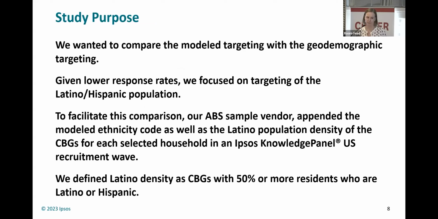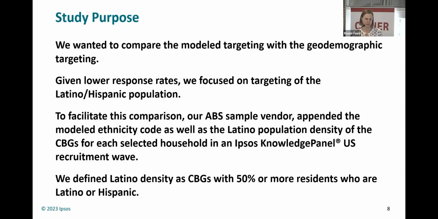So we wanted to compare both of these targeting methodologies, the modeled and the geodemographic. And so we focused here on the Latino Hispanic population. It's a subset of the population that's of particular interest to us, and we want to make sure that we're doing a good job of representing them. And so to facilitate this comparison, our ABS sample vendor MSG appended their modeled ethnicity code and the Latino population density for census block groups to a Knowledge Panel recruitment wave so that we could look at the types of people that we would get in the panel with each of these different methodologies for targeting.